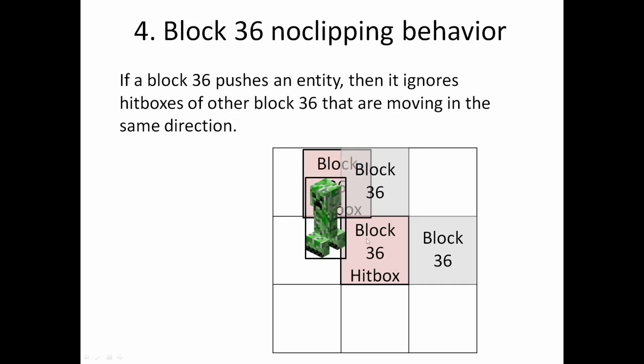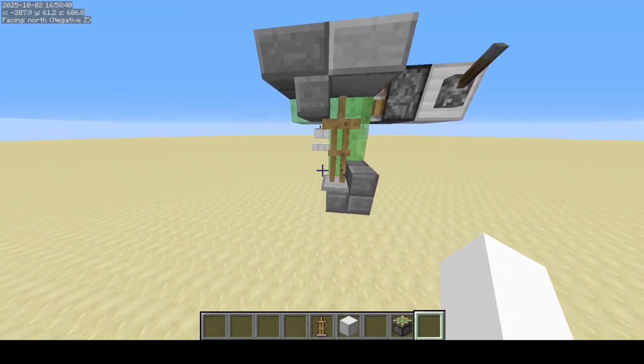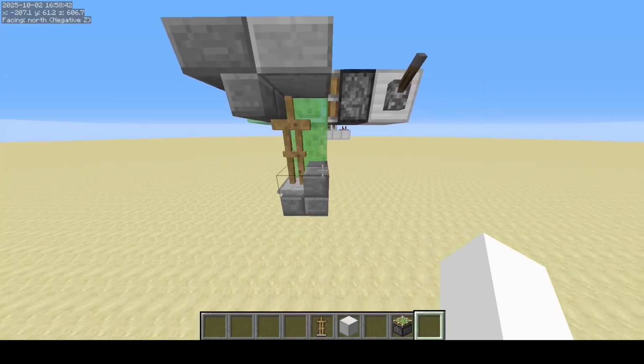So if you have a creeper here in front of a block 36 hitbox, and a block 36 moving right pushes the creeper into this hitbox, then it can just clip into it. And this is pretty much the only trick which BLDHF didn't know about, and that's the only reason why he didn't make it in entity conveyors. So right here we have a contraption which demonstrates the no clipping behavior of block 36.